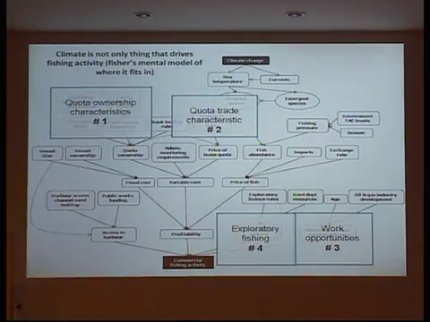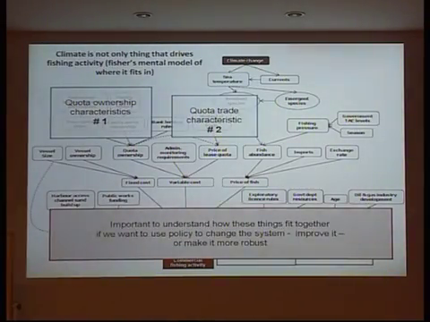Climate change, it wasn't really part of their decision-making processes. And they could see the path by which it could affect them, but it wasn't something that they were concerned about at the moment. But this model will help, if we're going to do anything about addressing the issues of climate change, we have to know about all these other things, because otherwise we might be doing something that's completely irrelevant in the context of quota ownership characteristics. So it's important to understand how these things fit together, and if we want to use it for policy to change the system or improve it or make it more robust.